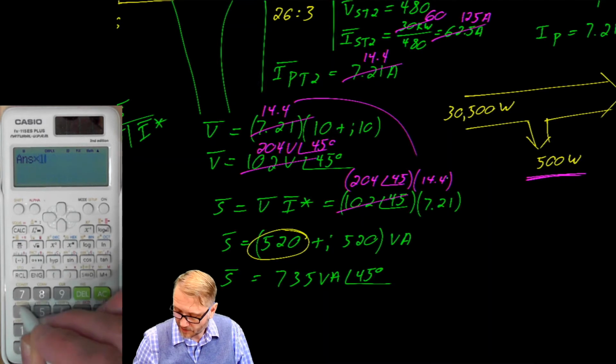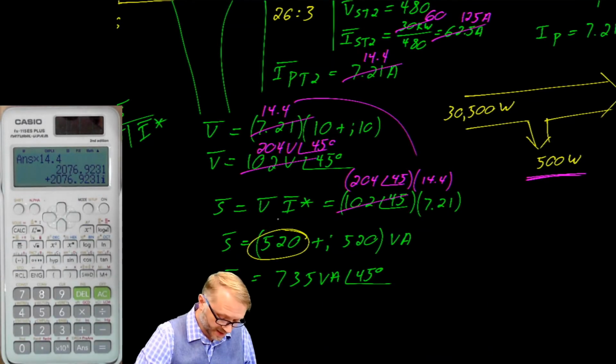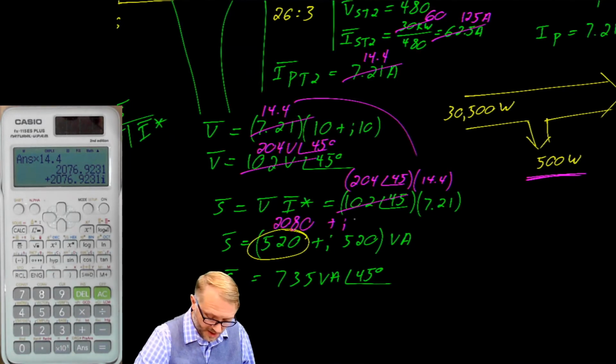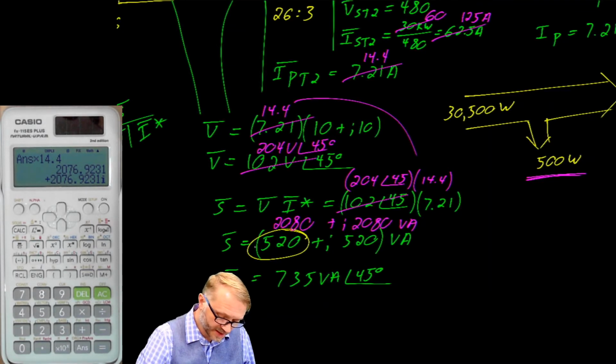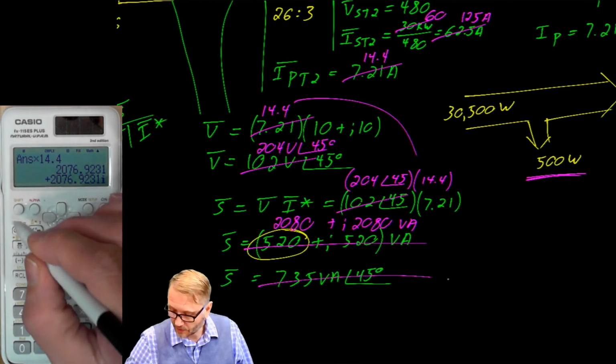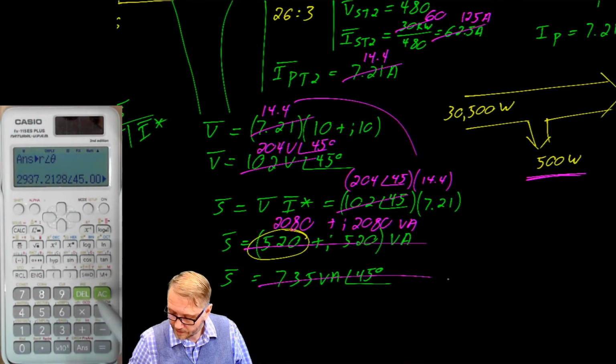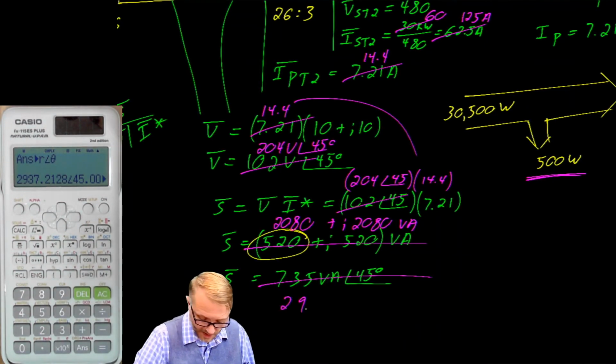We can put that into the calculator. So it'd be times 14.4, which gives us 2080 plus j2080 volt-amps. So you can see that's not a doubling anymore. That's actually a quadrupling. And again, if you want this in polar form, we would say this is 2937 VA, phase angle of 45 degrees.